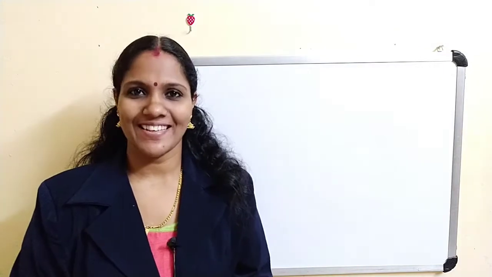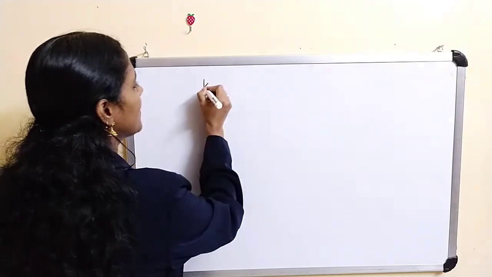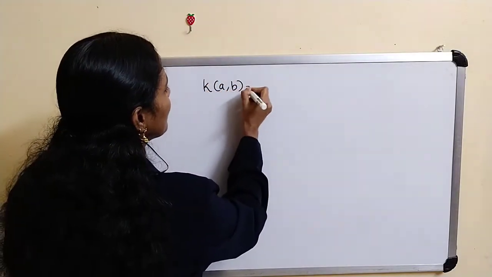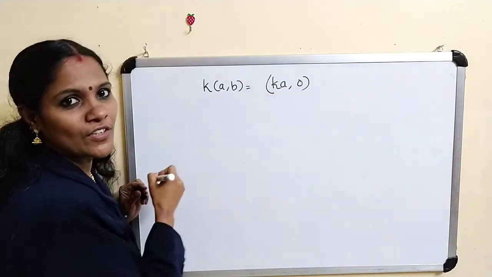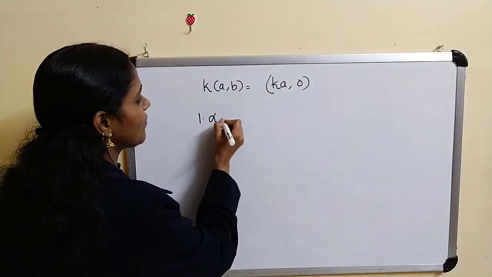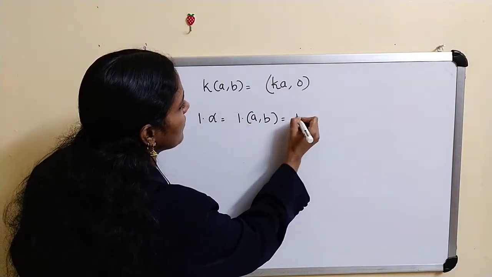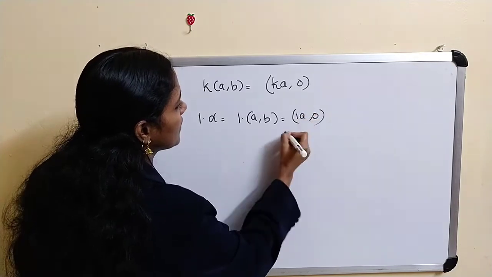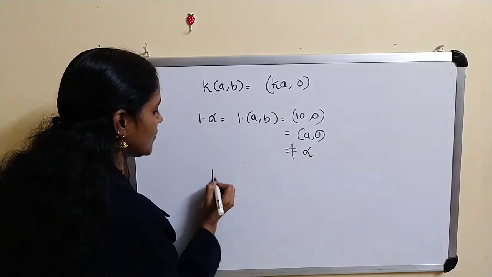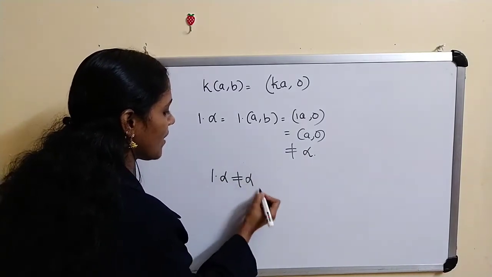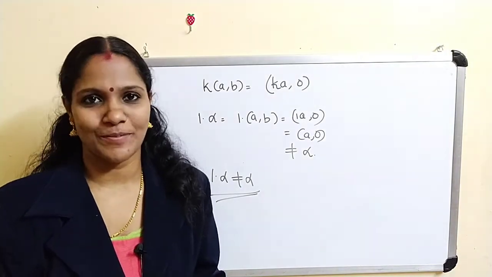What about the last one? In the last one, if you consider k(a,b) equal to (ka, 0). So if you consider 1 into alpha, 1 into (a,b), we get (1a, 0). That's equal to (a,0). Clearly this is not equal to alpha. That is, 1 into alpha is not equal to alpha. This implies here also V is not a vector space.